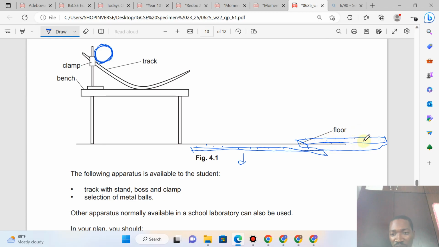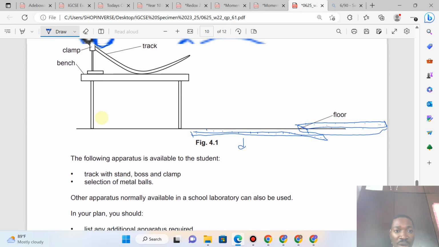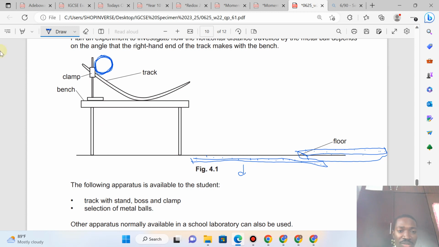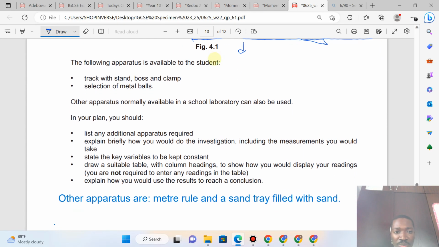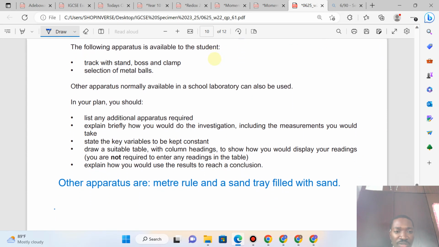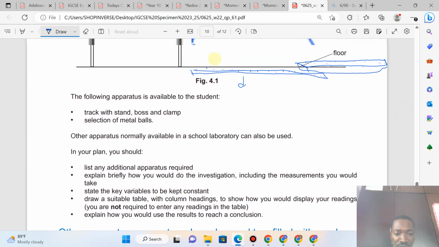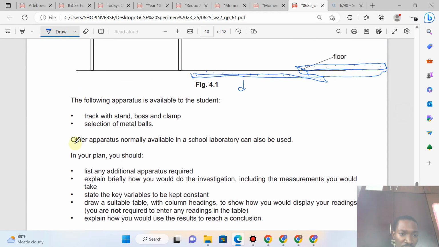The sand will be poured into the sand tray, so that you can accurately get the point where the ball lands on the tray. Then selection of metal balls. You have so many metal balls, but the advice is you use one metal ball so that you ensure the mass that is sliding down this track is constant. If you use different metal balls, then you end up getting different values. All right, I don't want to have the answer yet, just the question. Question one.